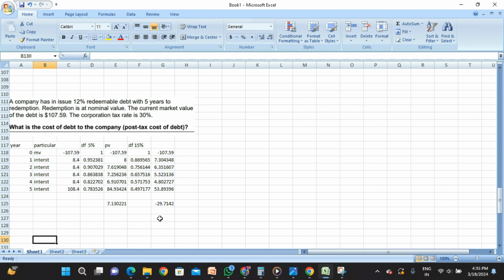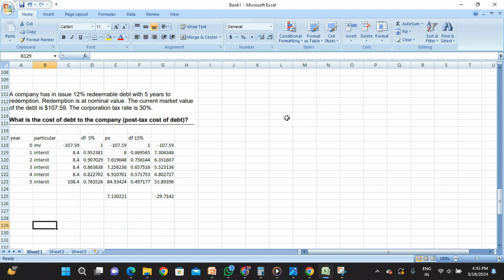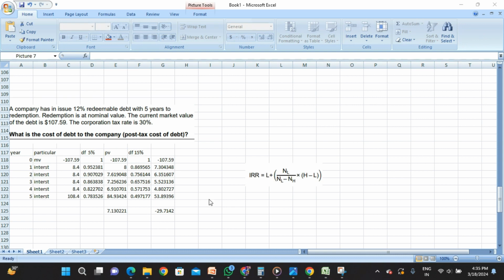Now we use the IRR formula. The IRR formula will be the lower rate plus NPV at lower divided by NPV at lower minus NPV at higher, multiply bracket, then we have higher rate minus lower rate, bracket close. We can use the same formula on this.